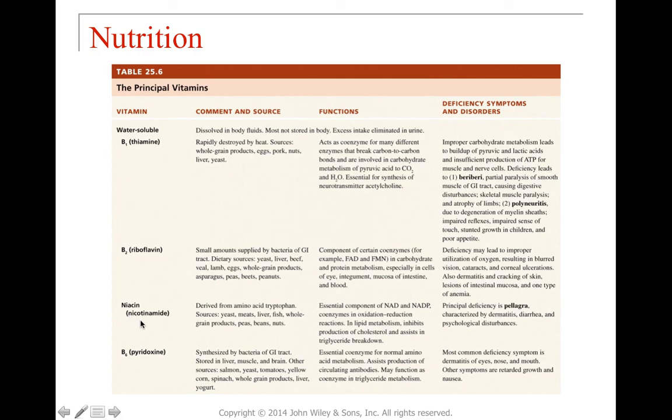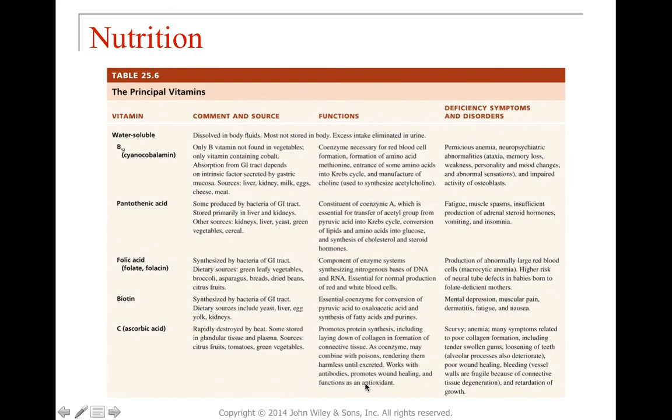Niacin or nicotinamide you've heard of because that's found in NAD. It is the N in NAD and NADP and NADH. These are all different types of coenzymes that are involved in redox reactions that we've gone over quite extensively at the beginning of this lecture. It's also involved in lipid metabolism. Vitamin B6 is also a coenzyme involved in amino acid metabolism, and it's going to help you create circulating antibodies, and it's also involved in the metabolism of triglycerides.